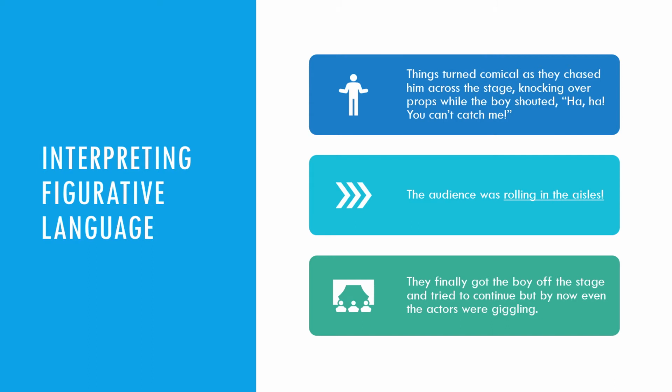They finally got the boy off the stage and tried to continue, but by now even the actors were giggling. Earlier when I said they chased him, I mean the other actors chased the boy across the stage. So we have some key words here. We have comical, we have ha ha, and we have giggling, all to help us understand what rolling in the aisles means. So think about that.